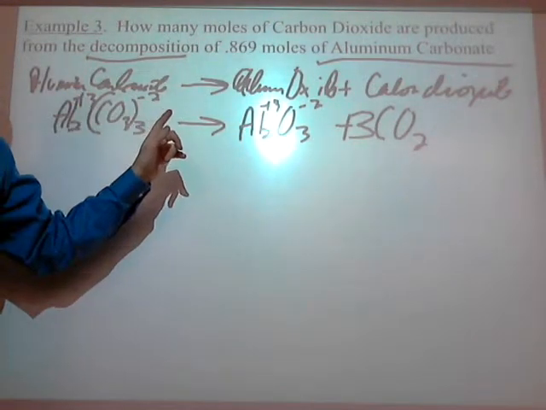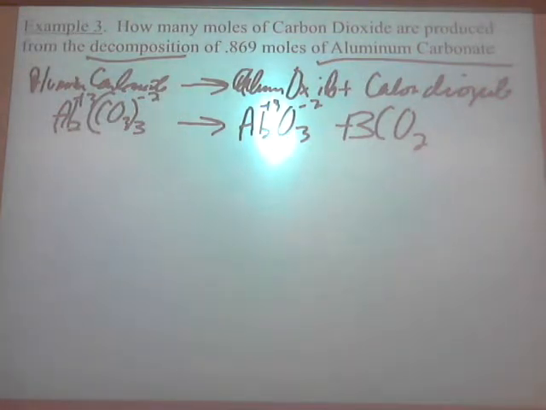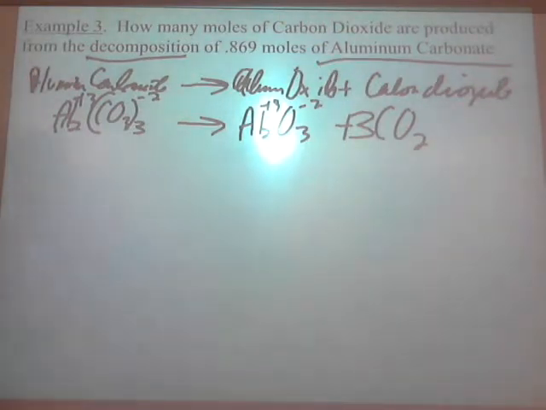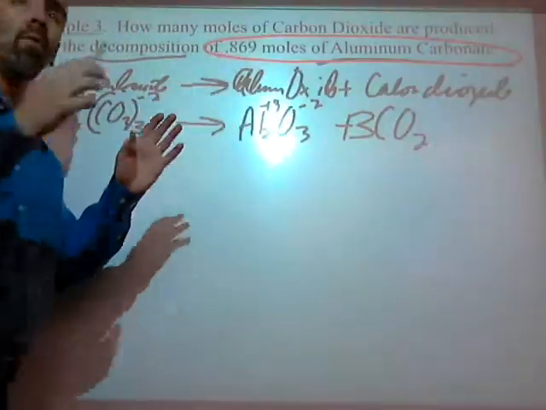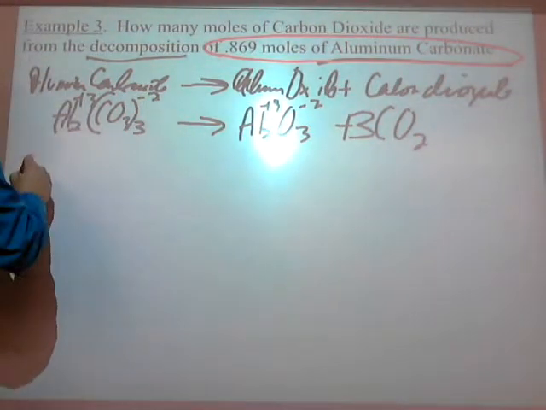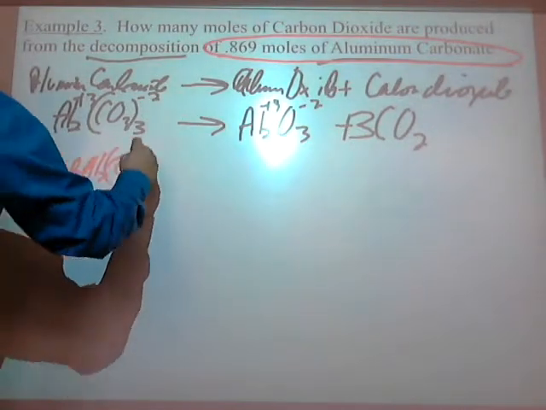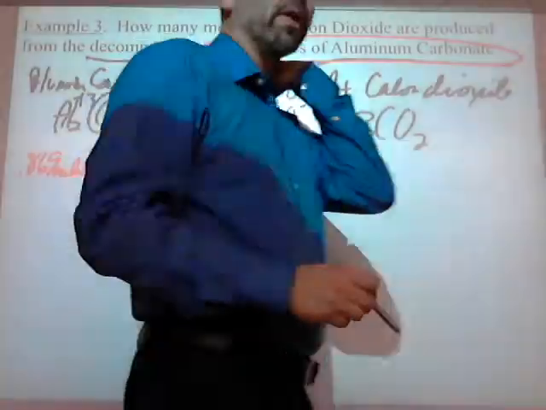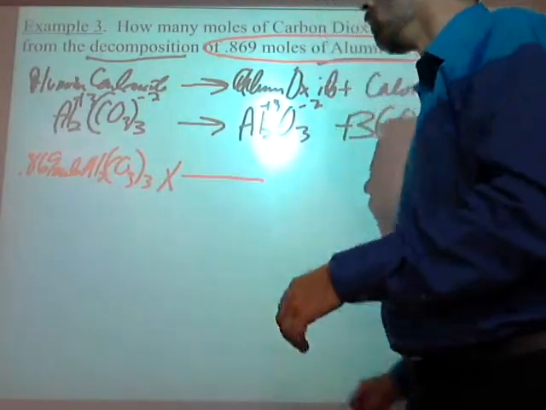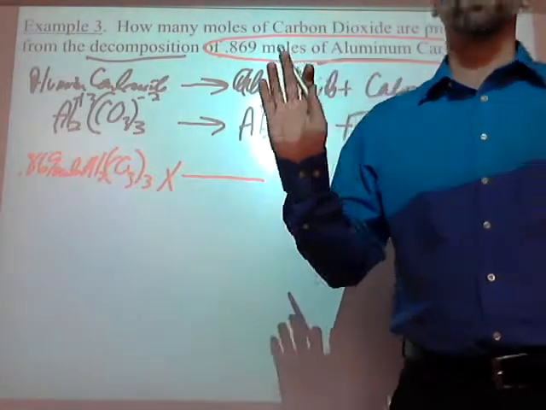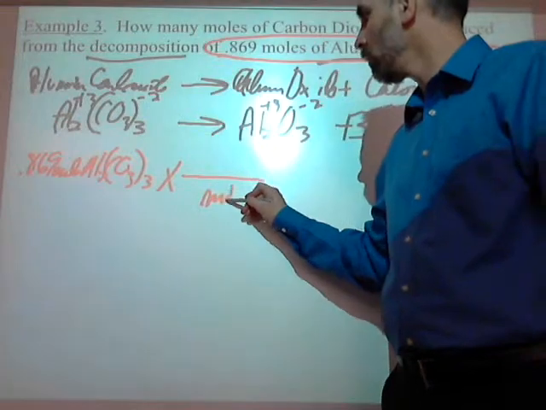Now, the second time I look back up here, I'm going to use red. What should I circle in red that tells me how to begin my conversions? 0.869 moles of aluminum carbonate. I have to say of what? Of aluminum carbonate. So I'll do that in red. .869 moles. Multiply by what units have to go on the bottom? I don't have to look back up for this. Moles of aluminum carbonate.